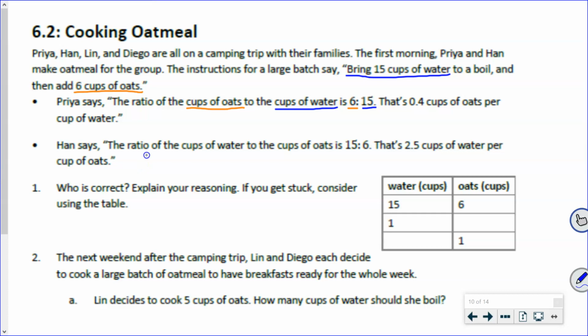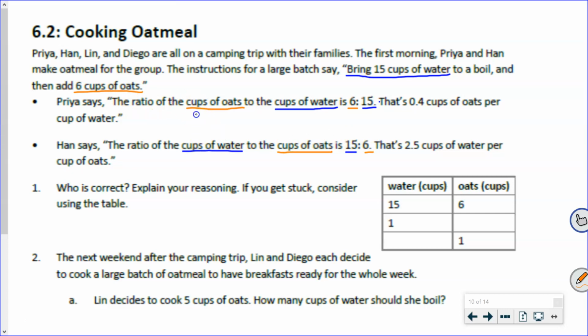Uh-huh. And now, let's look at Han. The ratio of cups of water to cups of oats. Do you see how I'm keeping all of the oats orange and all of the water blue? Cups of water to cups of oats is 15 to 6. So again, 15 cups of water, cups of water blue. Is that the same as the 15 cups of water that's blue up here? Yep, 6 cups of oats, both orange. Is that the same as the 6 cups of oats up here? So are these the same?